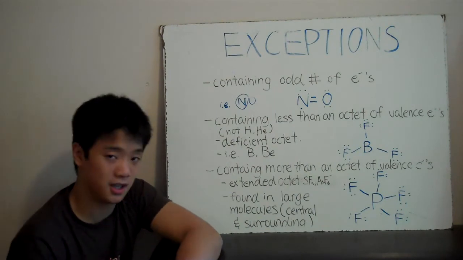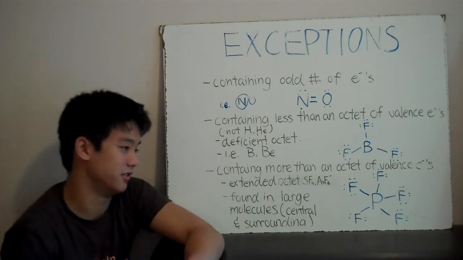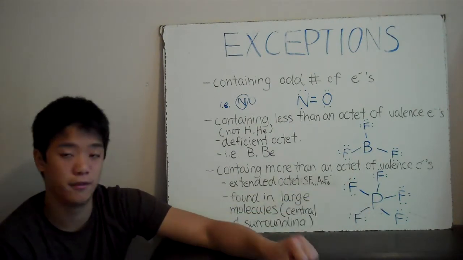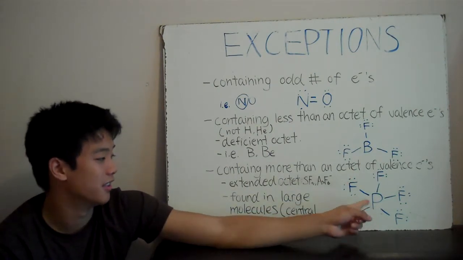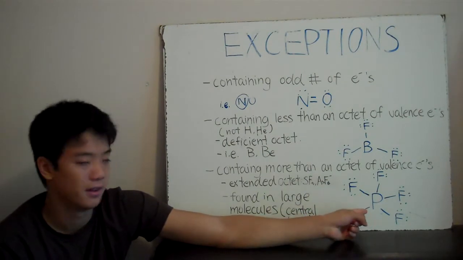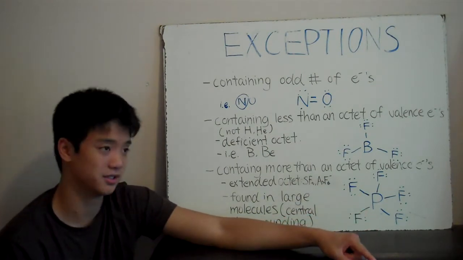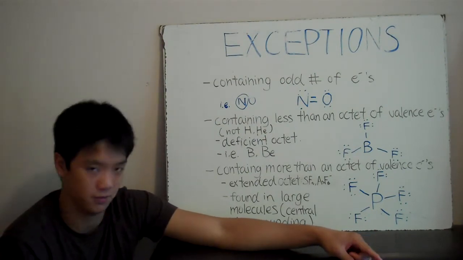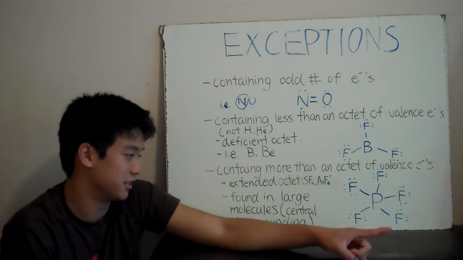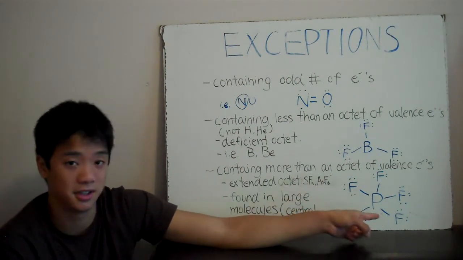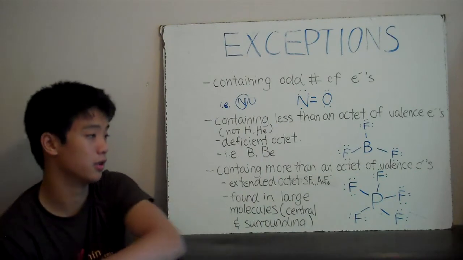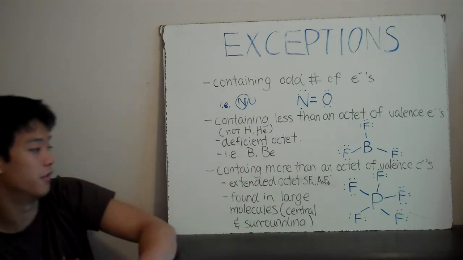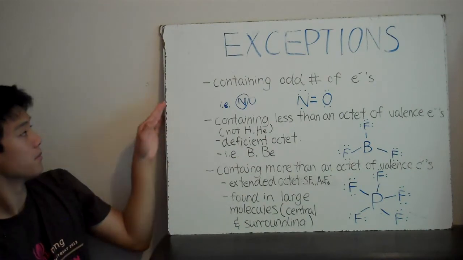This is an extended octet, usually found in large molecules such as PF5, especially in molecules that are bonded to more than 4 other atoms, because that will force you to have 5 single bonds, or more than 4 single bonds attached to the central atom, which will give you more than 8 valence electrons. Also, it's found when surrounding atoms are larger, such as fluorine, chlorine, and oxygen. Also, when the central atom is large, such as phosphorus, sulfur, and arsenic.